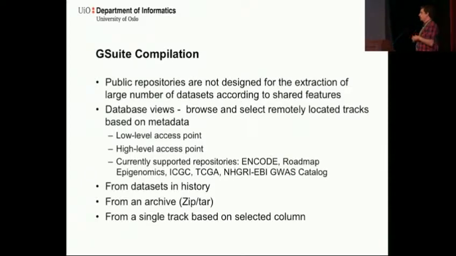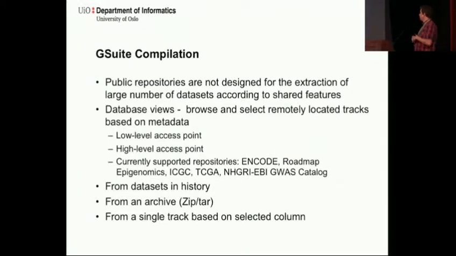But this way of using it might be a bit overwhelming because there is a lot of metadata there. You have to be an experienced user to understand all the attributes. So we also provide a high-level access point, which is a curated catalog of all these databases that we support. And the currently supported repositories for browsing are ENCODE, roadmap epigenomics, ICGC, TCGA, and the National Human Genome Research Institute GWAS catalog. We also plan to support Blueprint and Phantom 5, and we would gladly accept any requests for other repositories.